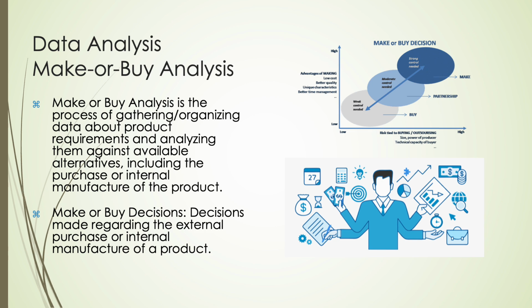Make or buy decisions are decisions made when determining whether to produce a product internally, which is the make side, or purchase it from an external supplier, which is the buy side. These decisions consider various factors, including financial, operational, and strategic considerations, to choose the most cost-effective and efficient option.